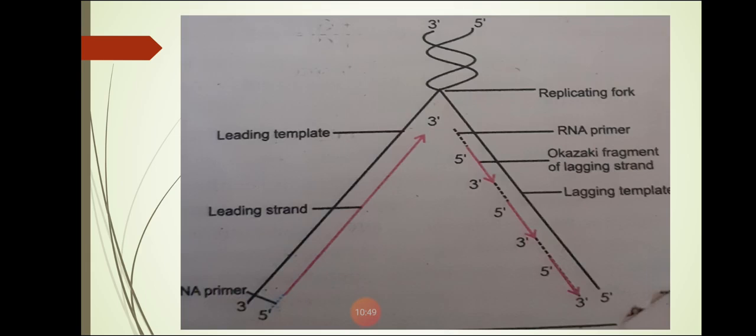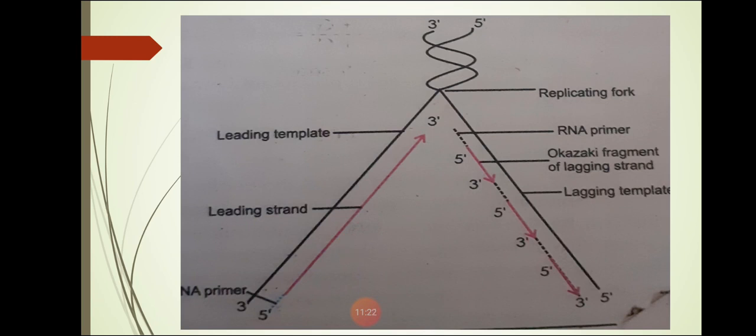Now see here, I will explain this with the help of this diagram. The strand which has a free 3' end is known as the leading template. This one is known as the leading template, and its complementary strand that is newly synthesized is known as the leading strand, and this leading strand is continuous. Okay, and it is formed very fast.